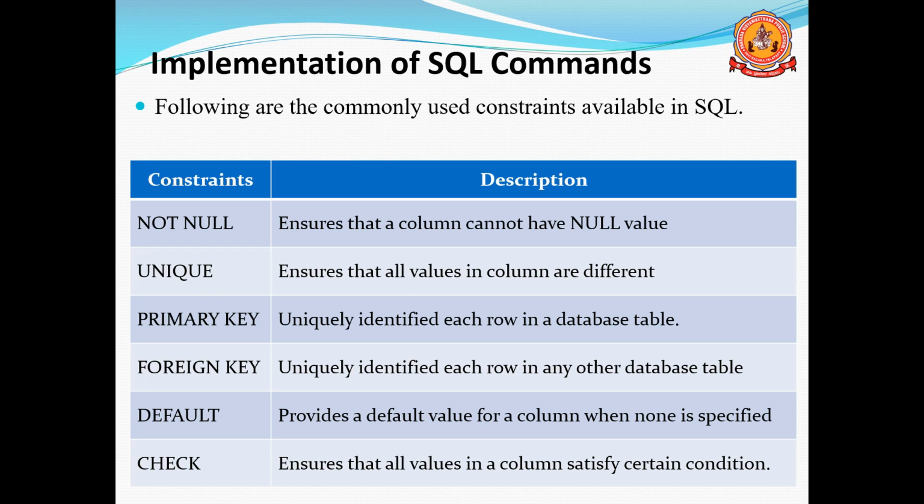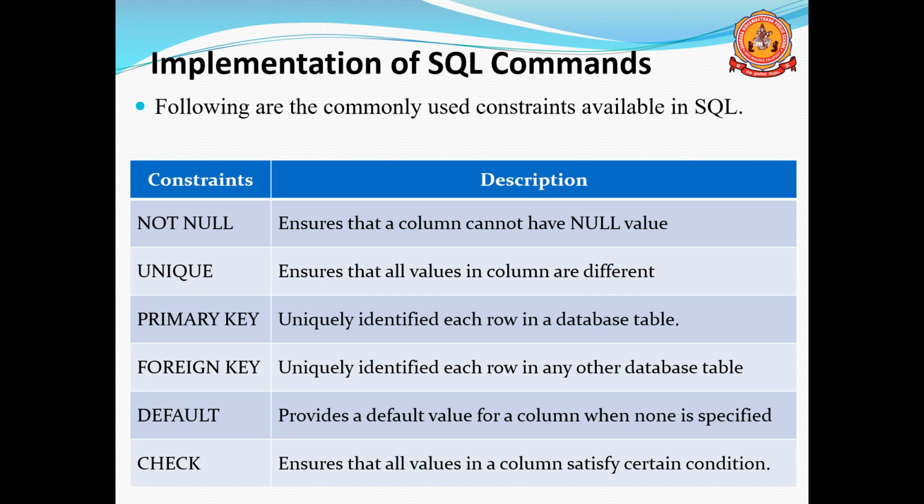The next one is foreign key. It is also the same as primary key. In our table one column will be a foreign key, which means that in another database table it should be a primary key. So that is actually known as a foreign key.